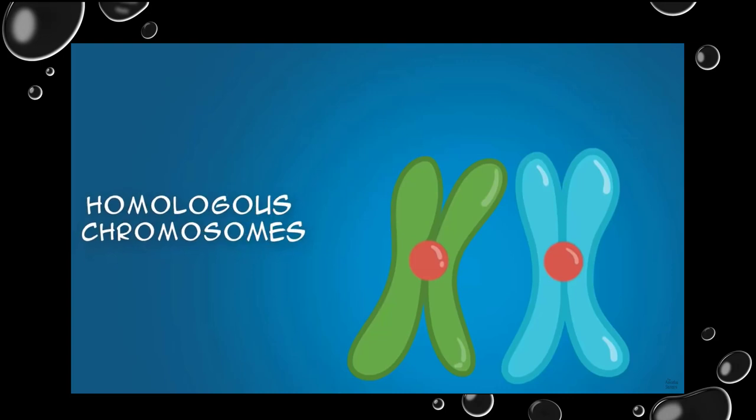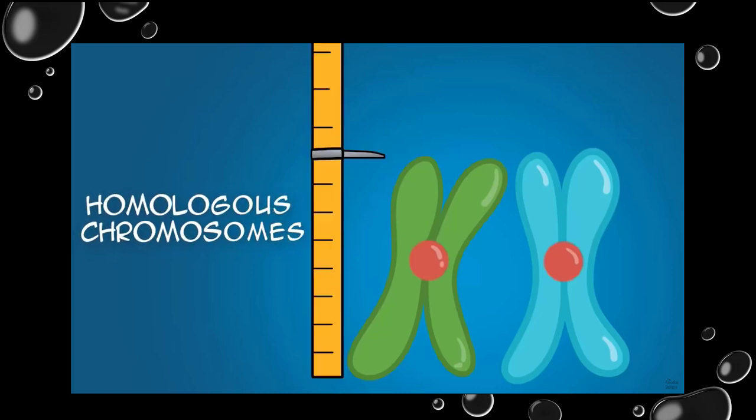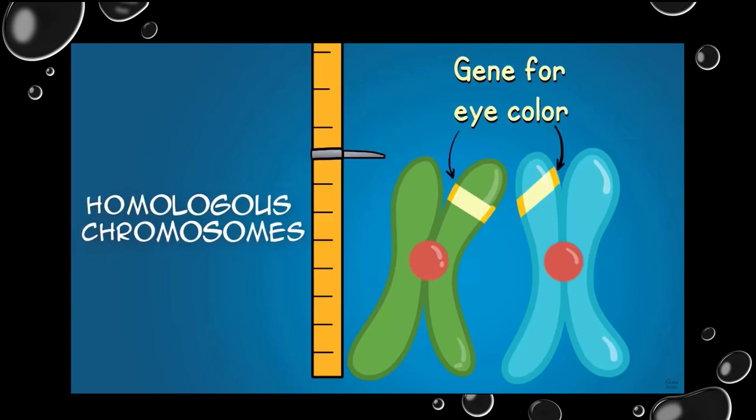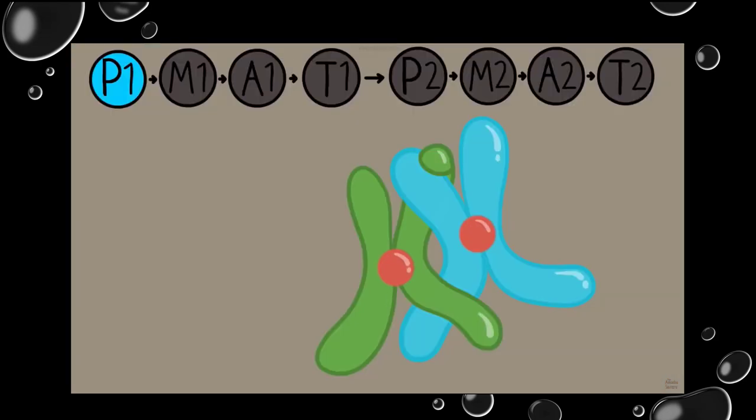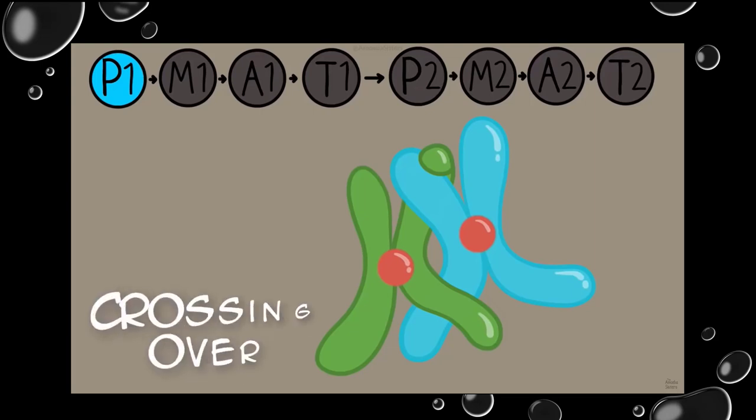The word homologous means that the chromosomes are approximately the same size and they contain the same types of genes in the same locations. They're going to match up. It is during this prophase 1 that this amazing process occurs called crossing over.